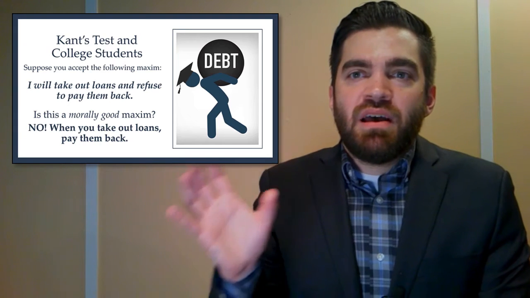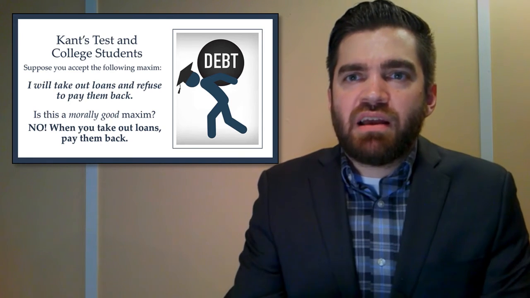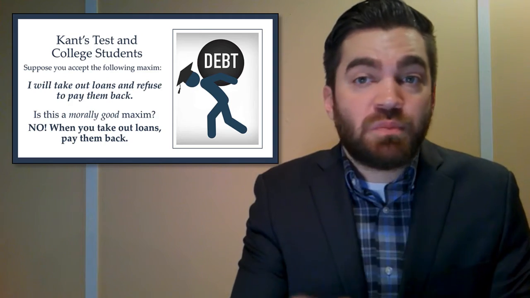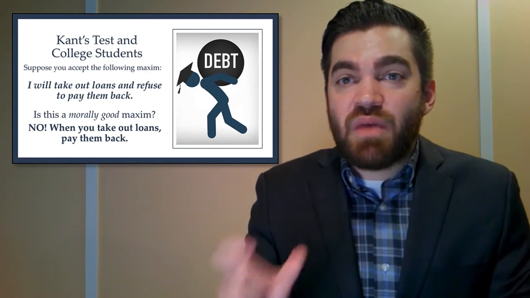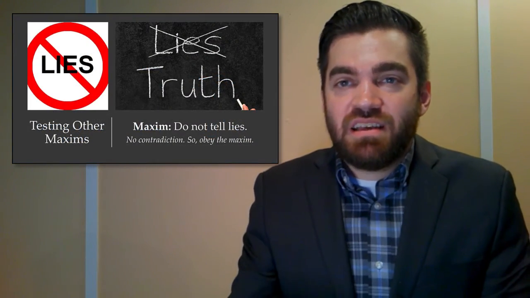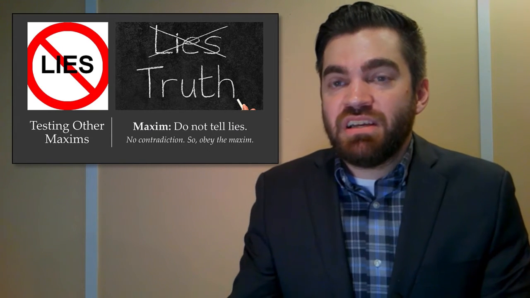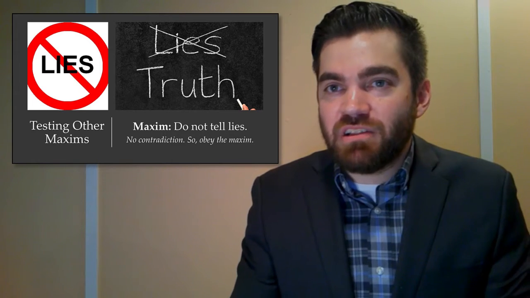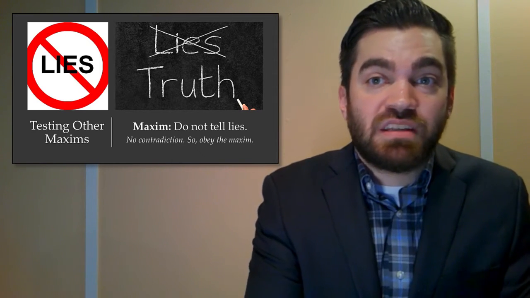So the maxim, I will take out a loan and not pay it back, that led to a contradiction, which means morality says I should always pay back my loans. The maxim, do not tell lies, that did not lead to a contradiction. That means it's a morally good principle to live by. So I should never tell lies, and I should pay back the loans that I take out.